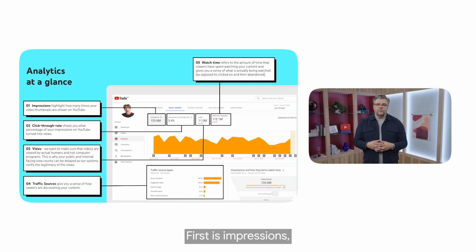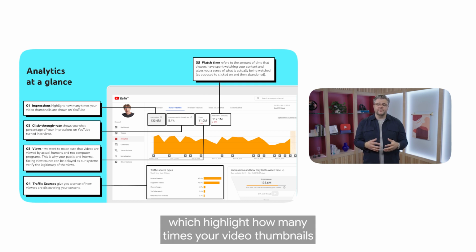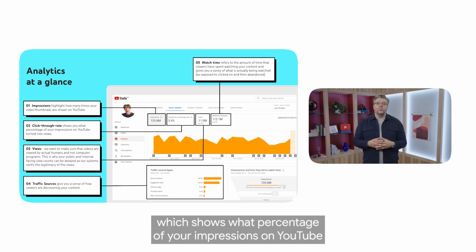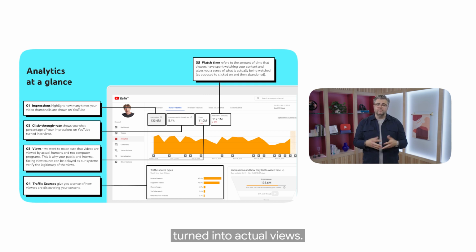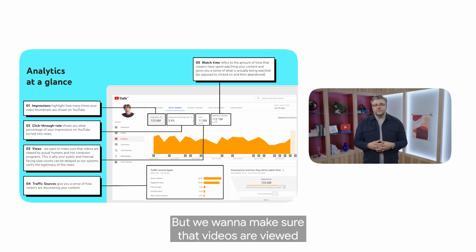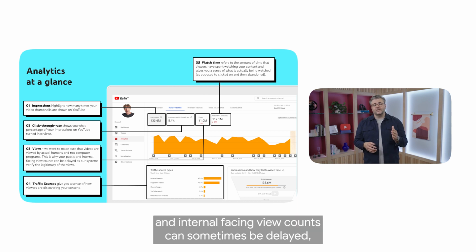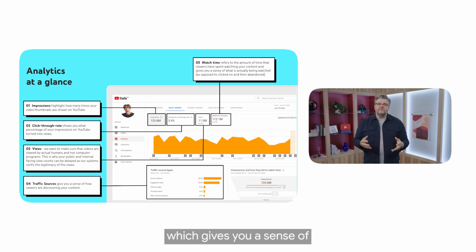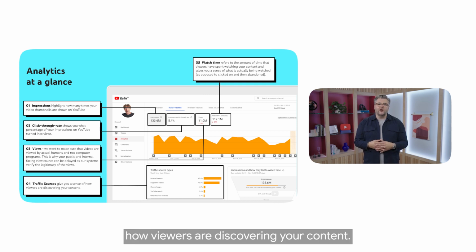First is impressions, which highlight how many times your video thumbnails are shown on YouTube. Next is click-through rate, which shows what percentage of your impressions on YouTube turned into actual views. Next is views, which is just that, a view. But we want to make sure that videos are viewed by actual humans and not computer programs. And so that's why your public and internal-facing view counts can sometimes be delayed as our systems verify the legitimacy of the views.